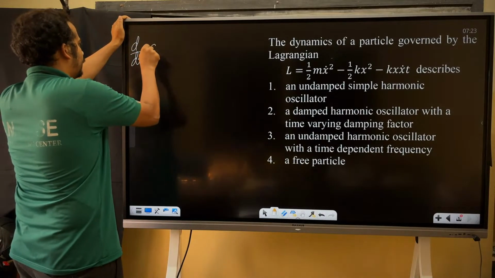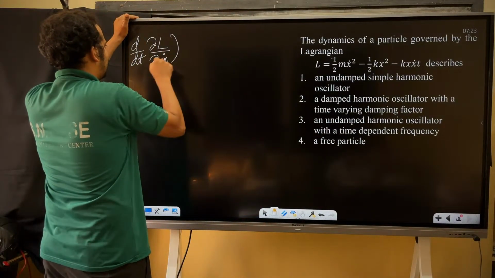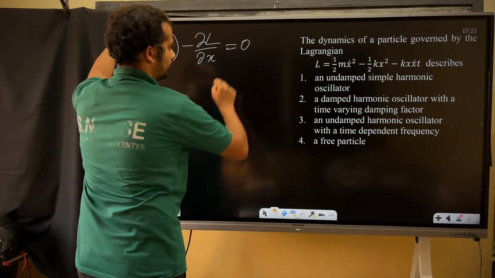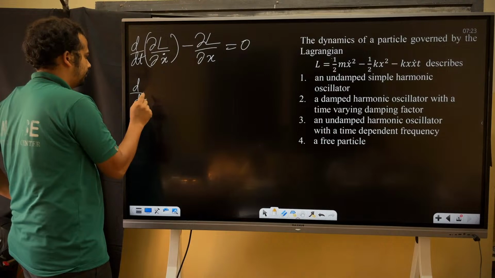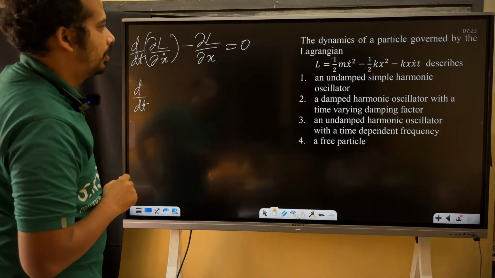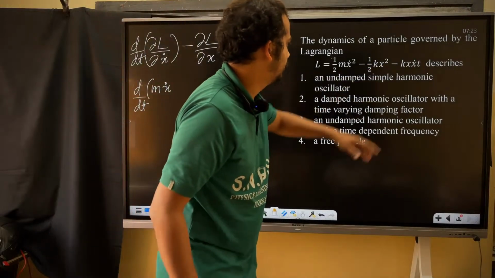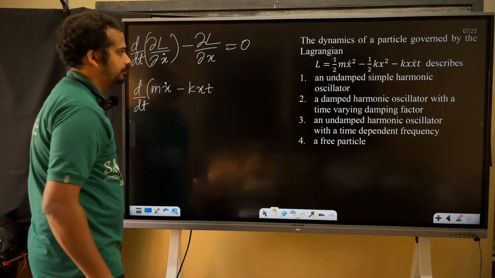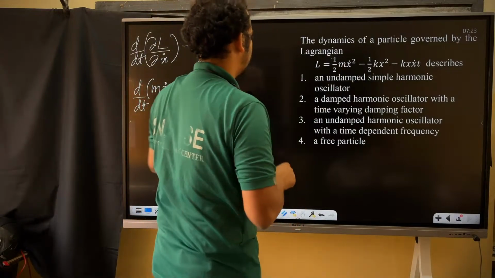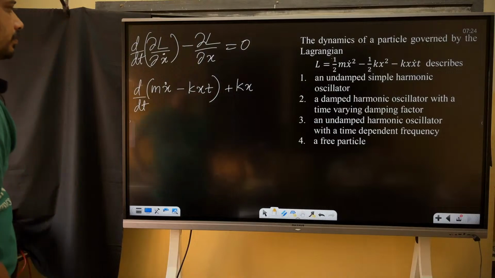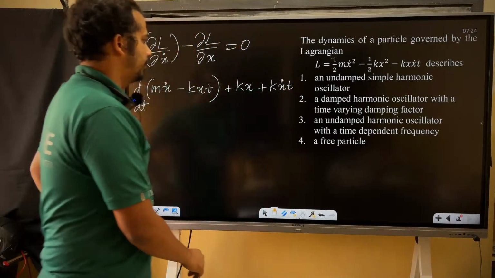d by dt of ∂L by ∂x dot minus ∂L by ∂x equal to 0. What is this one? d by dt of m x dot minus k x t, fine, minus ∂L by ∂x, that will be plus, one more negative sign, k x, isn't it, plus k x dot t equal to 0.